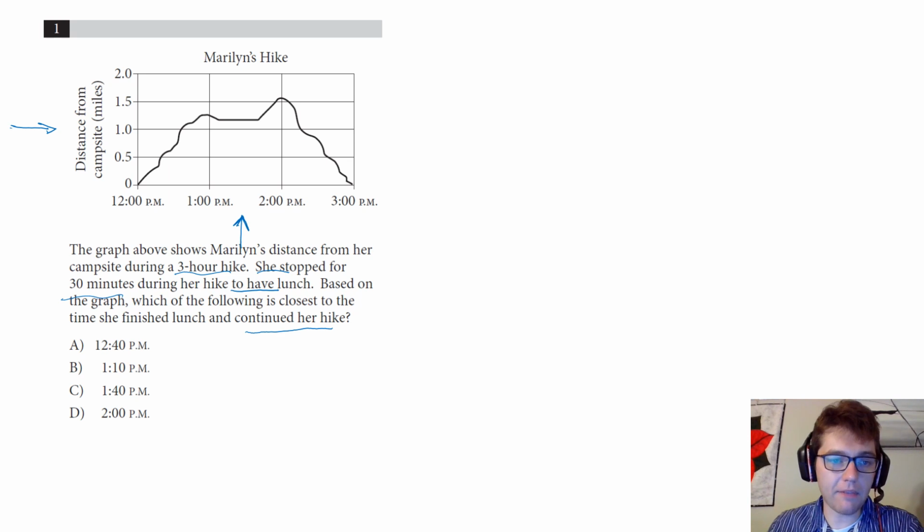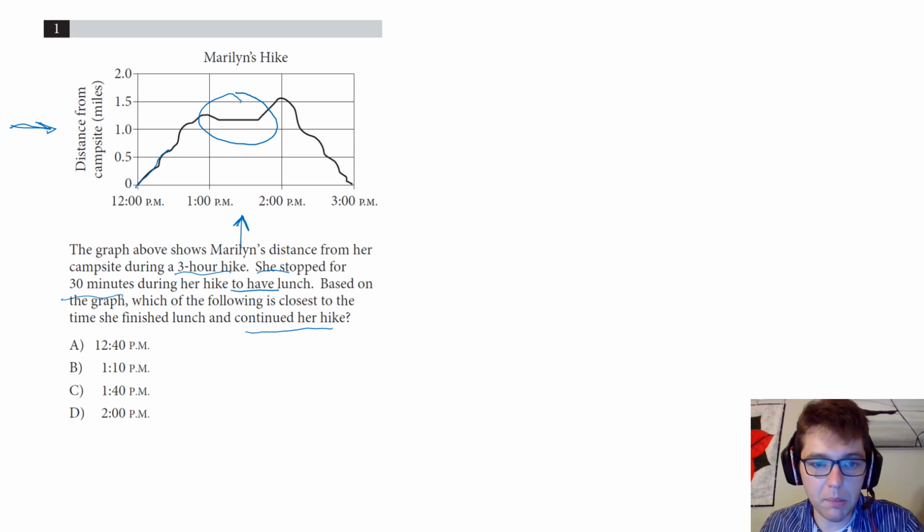So if you think about this graph in distance, when she was stopped to have lunch, she would not be changing distance, right? Said another way, the slope of the line on this plot is her speed, right? And where she stopped, her speed would be 0, so the slope of this line would be 0. So where is the slope 0? Where is she stopped, not changing distance? That occurs right here. It's the only place on this graph where she's not moving towards or away from her campsite. Here's the start of lunch.